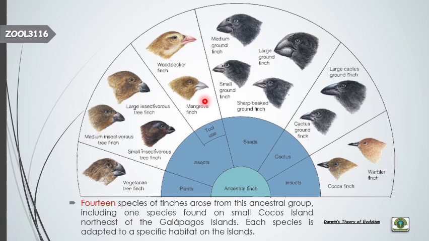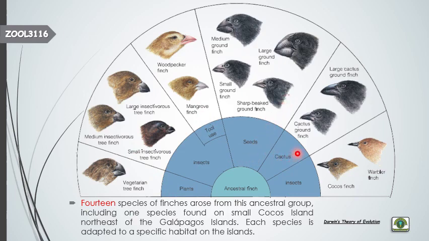Here you can easily see that this ancestor finch has been divided or adapted into different species, 14 different species. These are the 14 species, including plant eaters. And these two are the insect eater finches. These are the finches that use tools while having their food. And these are the seed eating finches.